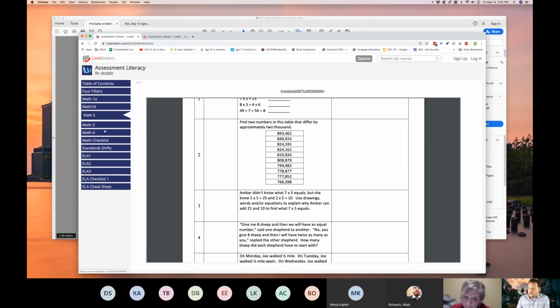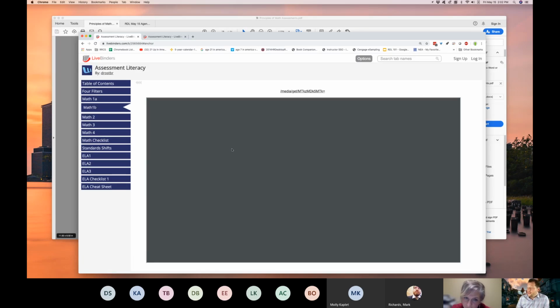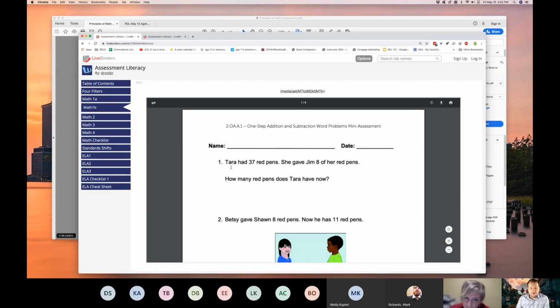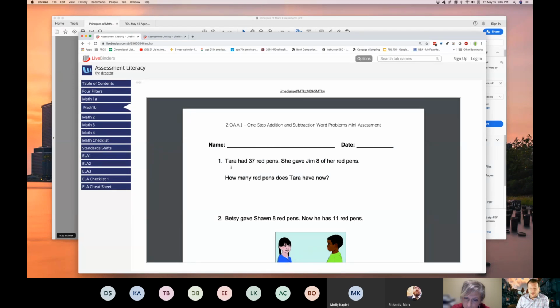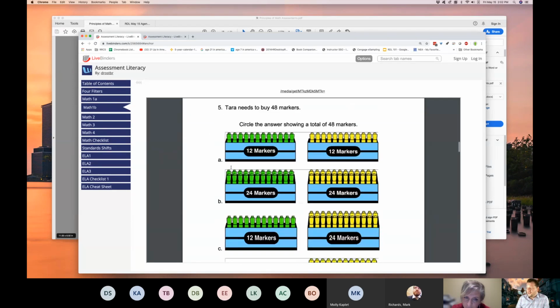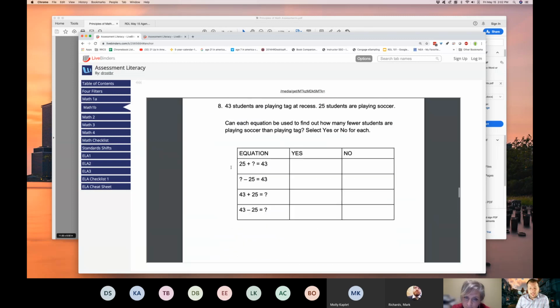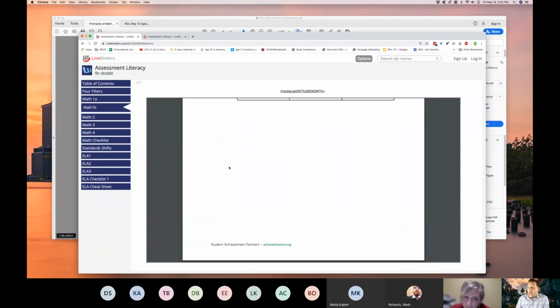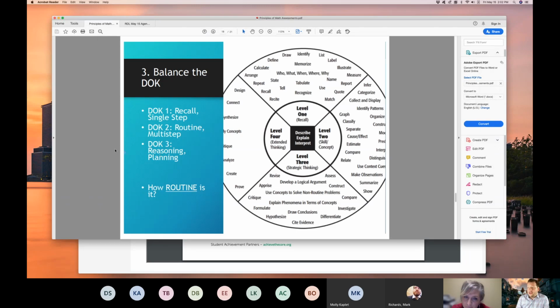So if I was going through this in order with the PD, I would then take participants back to this test right here that we looked at where we matched them up to the chart, and I'd ask them, how many procedural skill and fluencies do you see? How many applications do you see? How many conceptual understandings do you see? So we'd look at that. And then we'd start to go into our last area, which is the depth of knowledge piece.